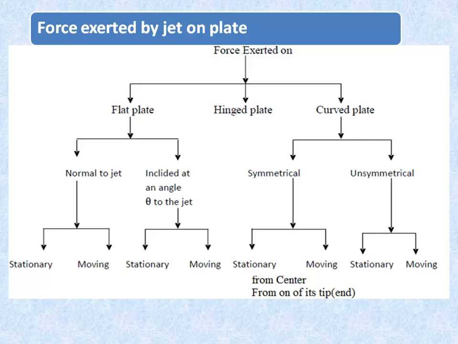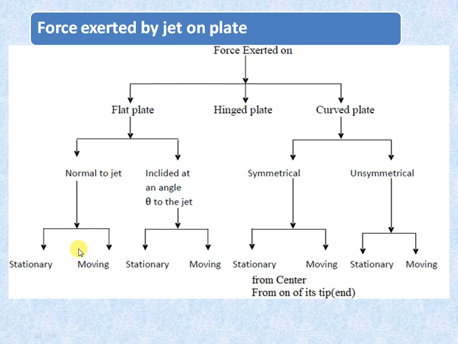So here is the classification of force exerted by jet on a plate. The force exerted on a flat plate, hinged plate and curved plate, these are the basic three conditions. In a flat plate, again, normal to the jet and inclined at an angle theta to the jet. In the normal to jet case, the plate is exactly vertical and the jet is normal to the plate. In the inclined condition, the plate is inclined and the jet exerts some force on an inclined plate.